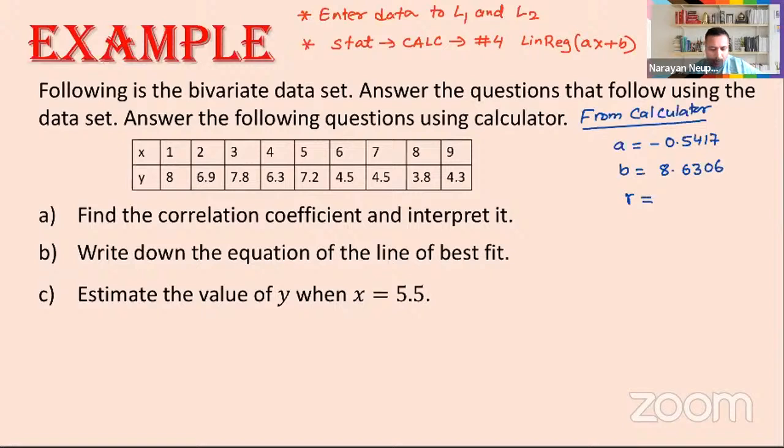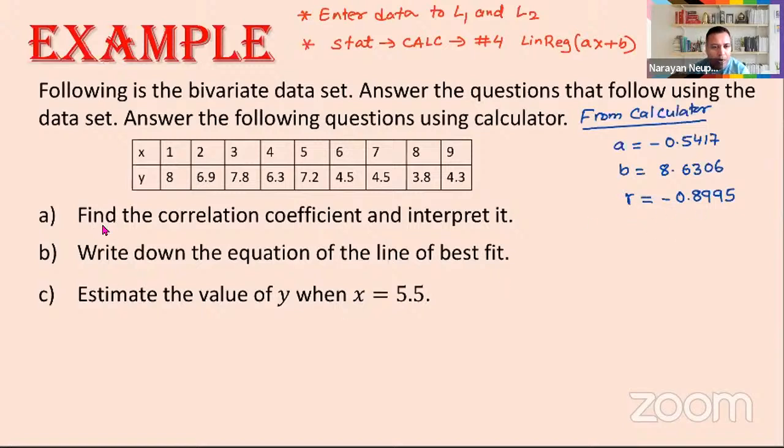Okay. I got your value. The correct value must be negative 0.8995. There we go, correct. That's right. So that's the value of R. R is negative 0.8995. Okay, we got these values from the calculator.